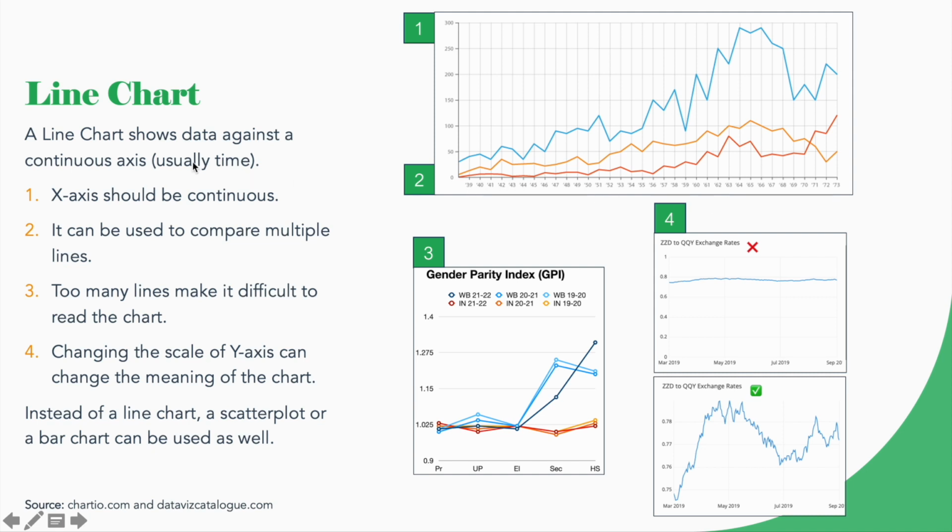Okay. So thus the number one good practice for making a line chart is that the x-axis should be continuous. Okay. And another thing that you can do with line charts is that you can use it to compare multiple lines. As it has been done here, you have the blue and the orange and the red line. You can compare them on a single chart because they're all plotted against the same x-axis.